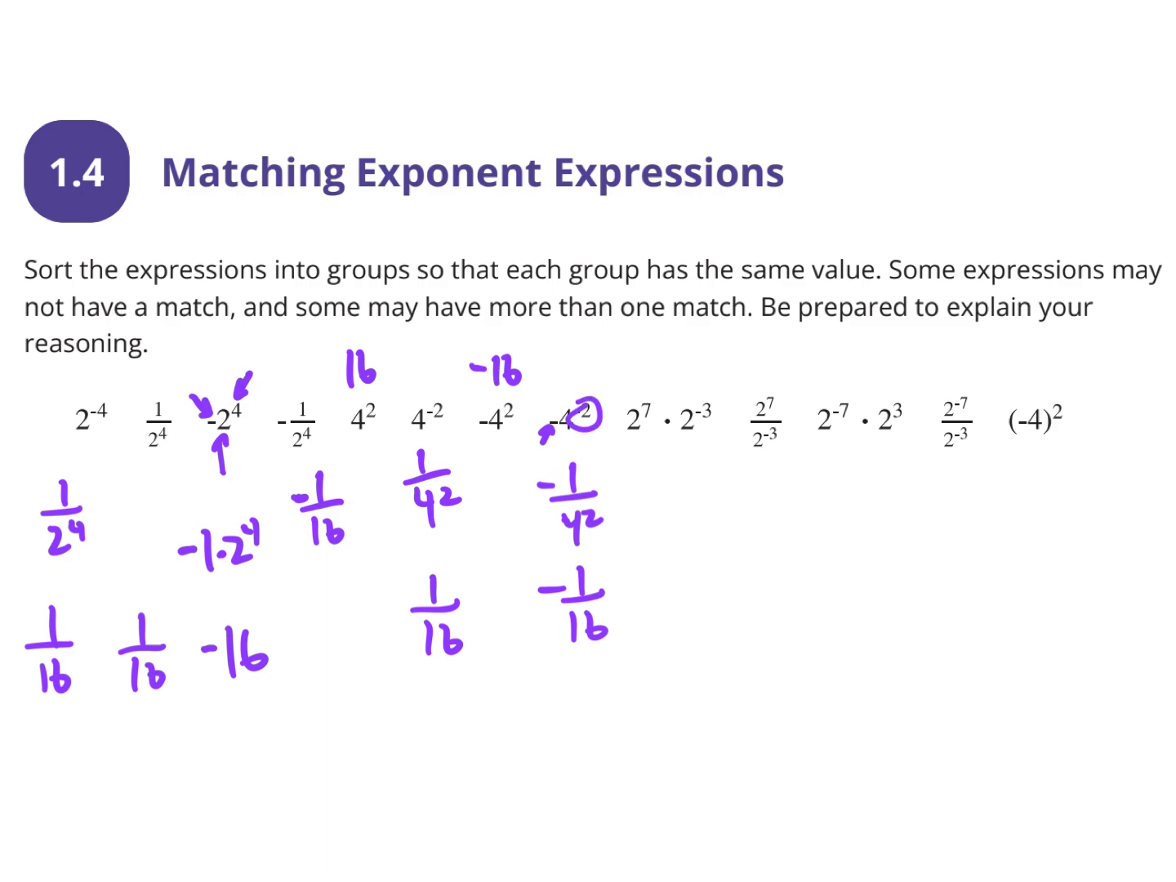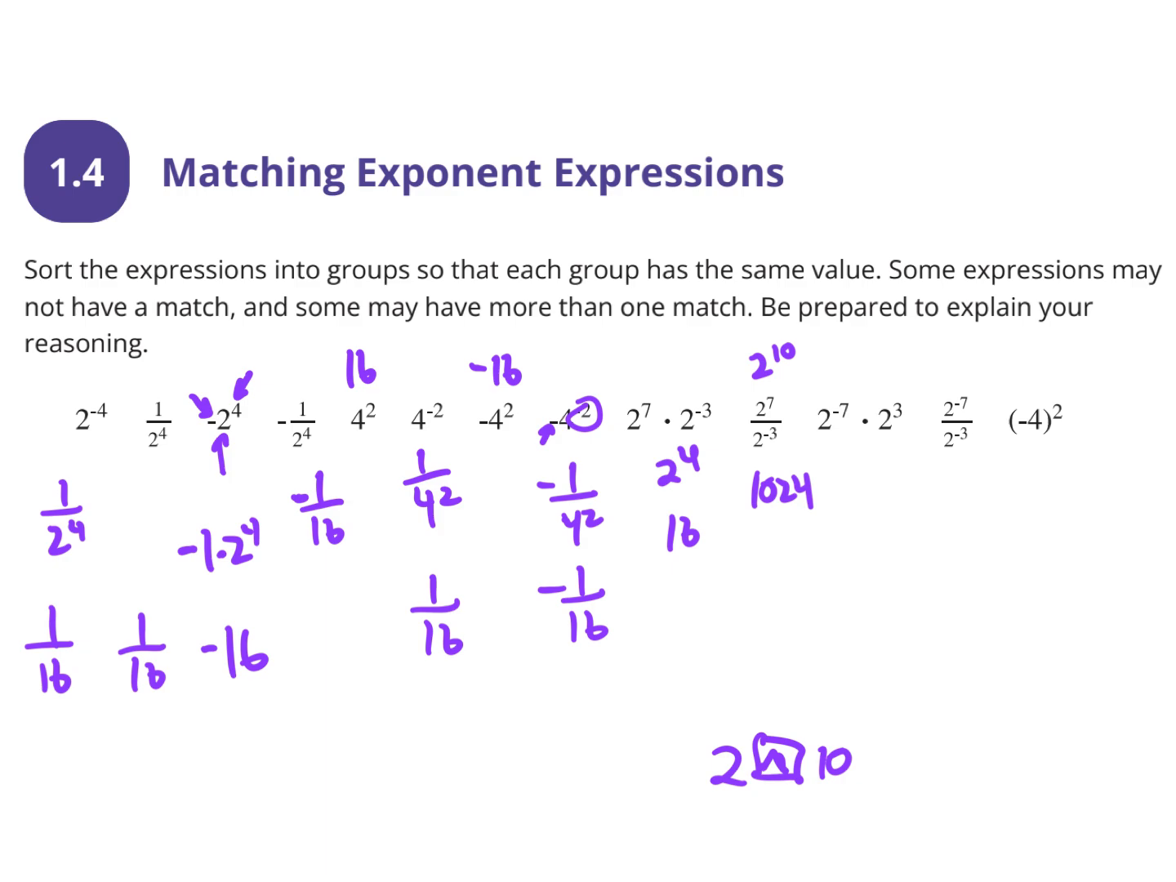2 to the 7 times 2 to the -3. 7 minus 3 is 4, so this is 2 to the 4th, which is 16. 7 minus -3 is 7 plus 3, which is 10. That's 2 to the 10th. 2 to the 10th is 1,024. And what I did, I hit 2, I hit the caret button. Anything bigger than x squared, I hit the caret button. I hit 10, you get 1024.